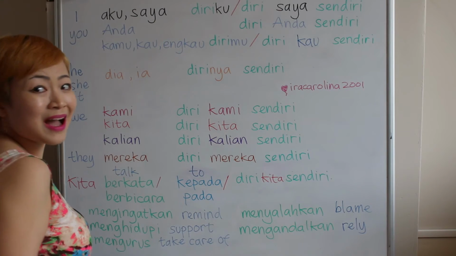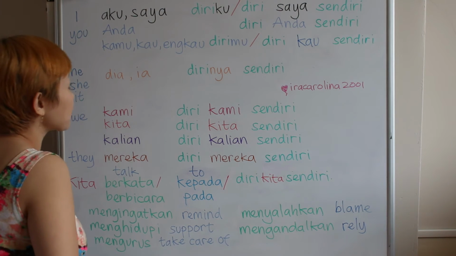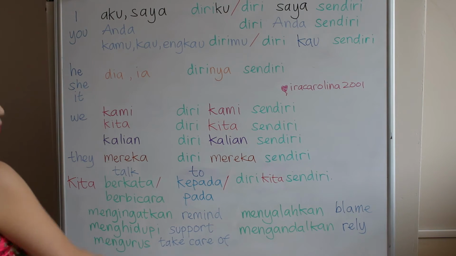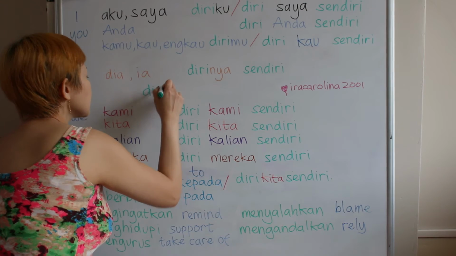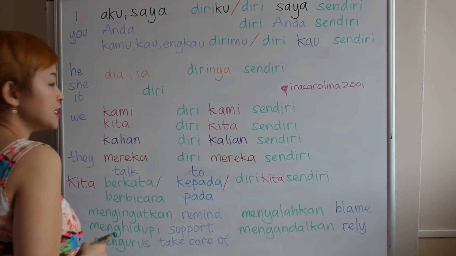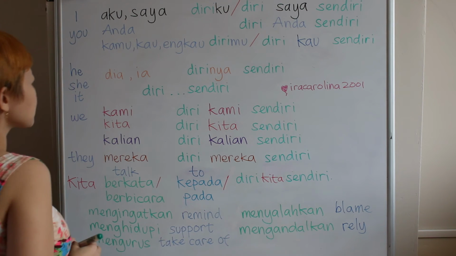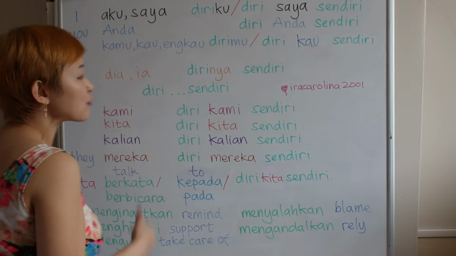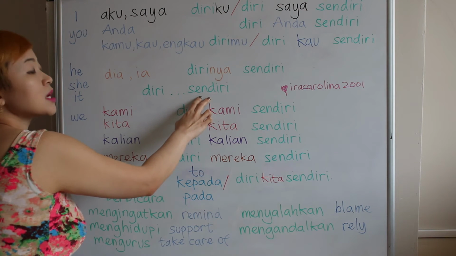Hi, today we will learn Indonesian language or Bahasa Indonesia about myself until themselves. In Bahasa Indonesia, we put the diri, it means body, and then we put something, and then we put sendiri. Sendiri, it means alone. So we put diri, body, or maybe self, and then the subject, and then sendiri, it means alone.